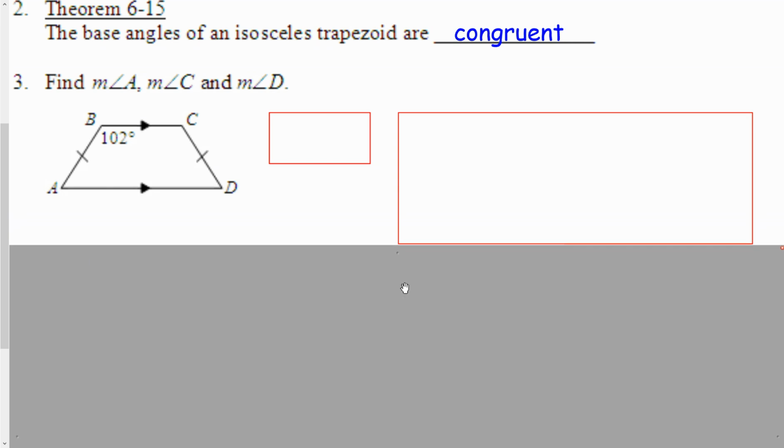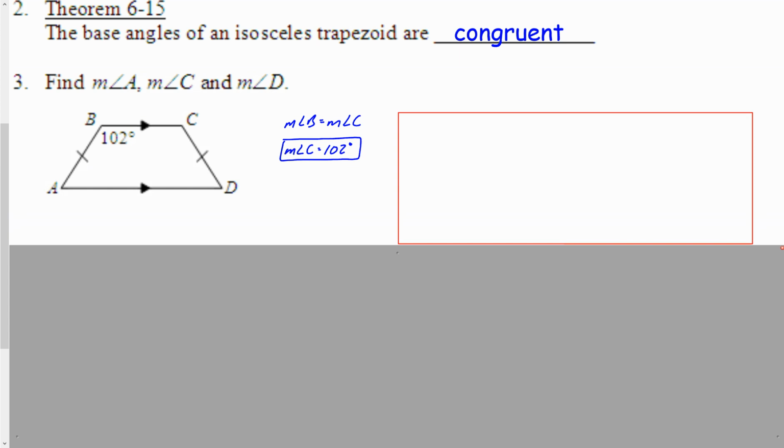We're supposed to find the measure of angle A, the measure of angle C, and the measure of angle D. So the first one that we can find very easily is the measure of angle C, because angle B and angle C are a pair of base angles, and since this is an isosceles trapezoid, which we can tell by the markings showing the non-parallel sides, the legs, are congruent, we know that the measure of angle B and the measure of angle C have to be the same, so therefore the measure of angle C is equal to 102 degrees.